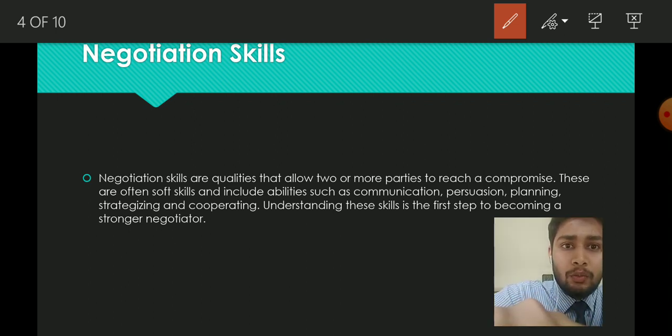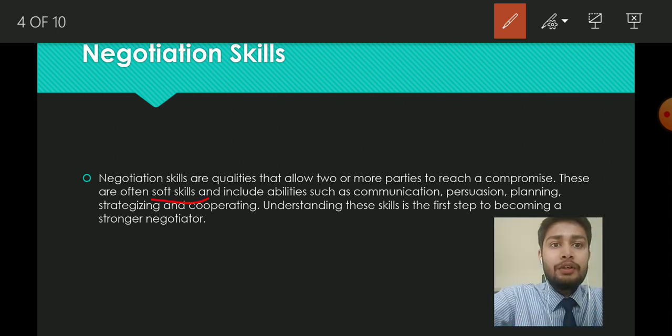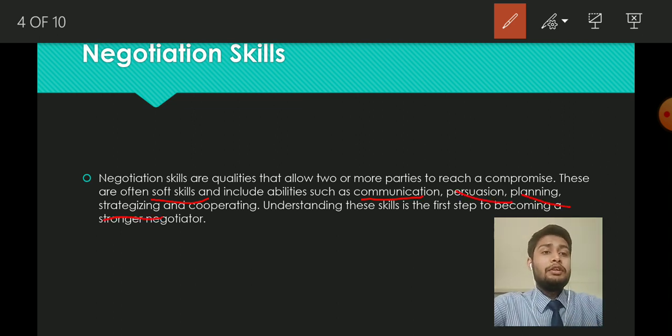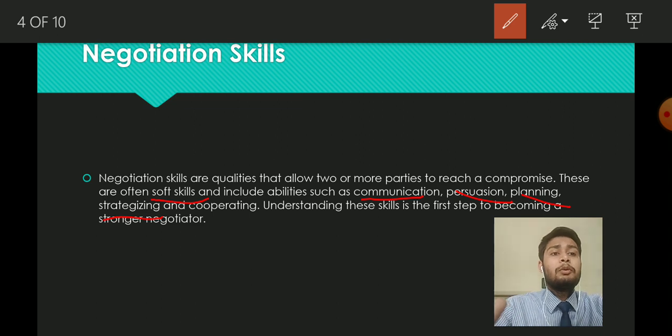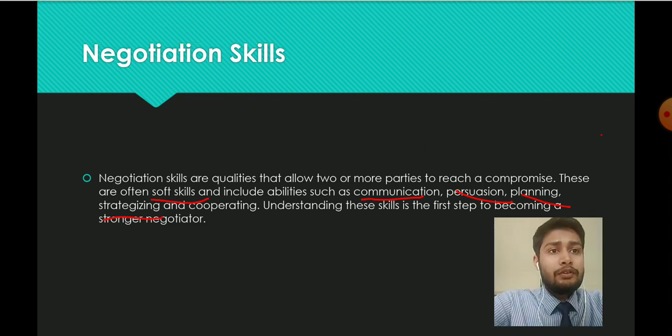So these are the soft skills. They include abilities such as communication. Here are four points which we will discuss, and these abilities, these soft skills which are required, include communication, persuasion, planning, and strategizing, which we will discuss in the coming slides. What we have to learn here is that negotiation skills are those qualities that allow two or more parties to reach a compromise. This is the main highlight, that these skills are required to come to a compromise. Now let us go to the next slide.